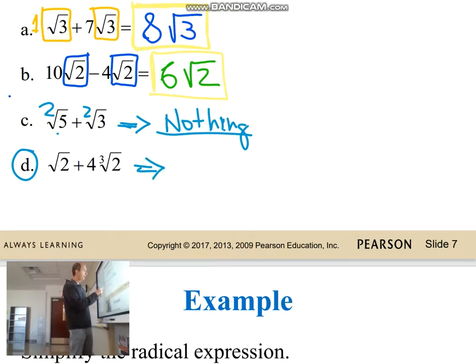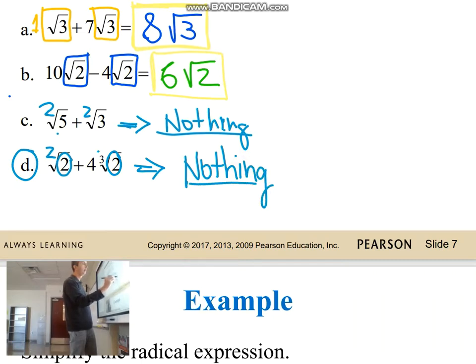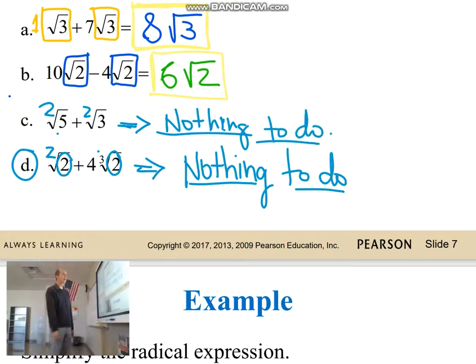Now, what about this? We have the square root of 2 plus 4 times the cube root of 2. The radicands now are the same, 2, but the indexes are different. We have 2 in the square root, and 3 in the cube root. Again, nothing to do here, we cannot combine. We don't have like radicals.